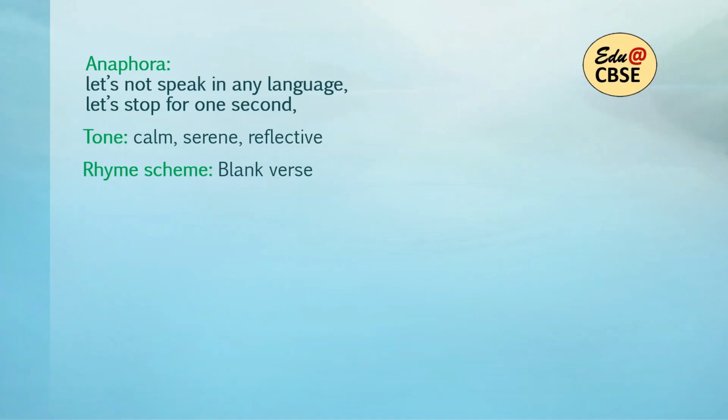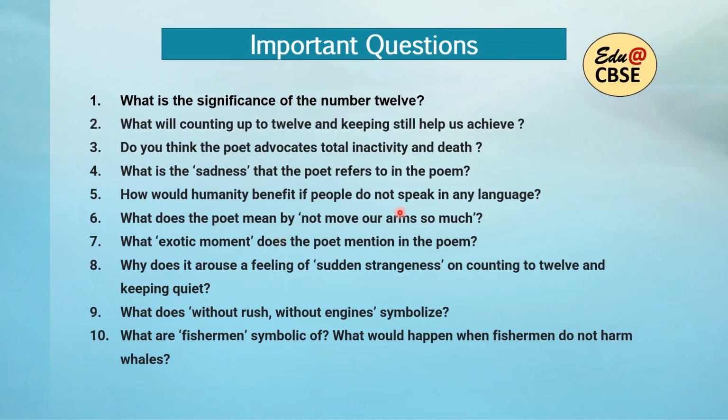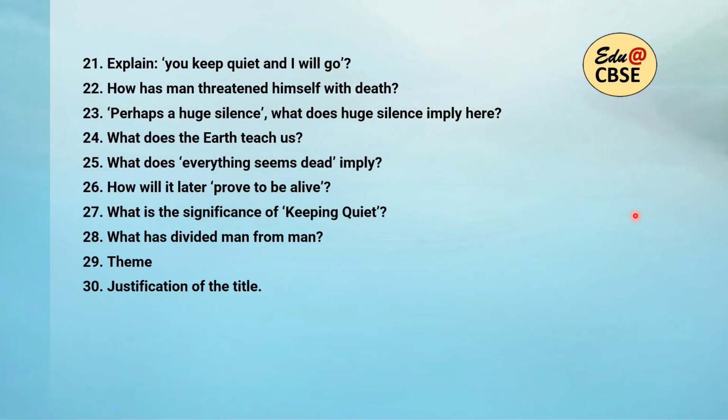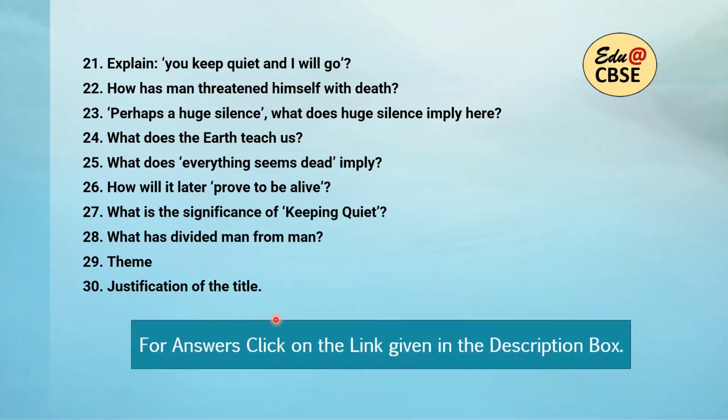Now next we have important questions. These are the important questions. You can go through them. I've included 30 important questions. These are the first 10, these are the next 10, and these are the next 10 important questions along with the theme and justification of the title. For the answers, you have to click the link given in the description box. It will take you somewhere else, and there you will find complete notes to develop upon while you are preparing for your examination. So go there and click for answers.